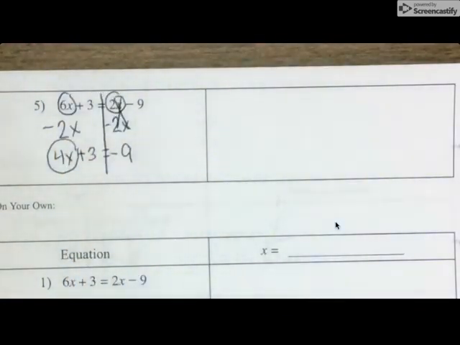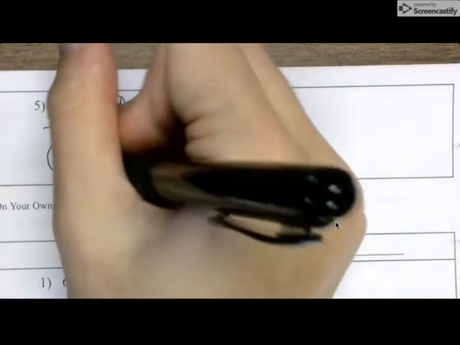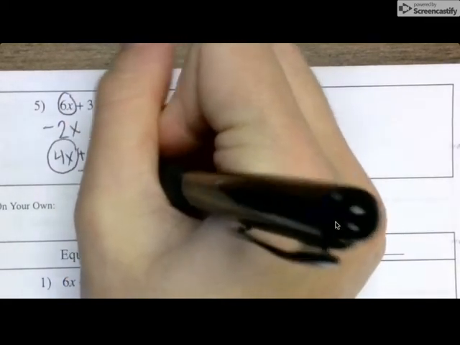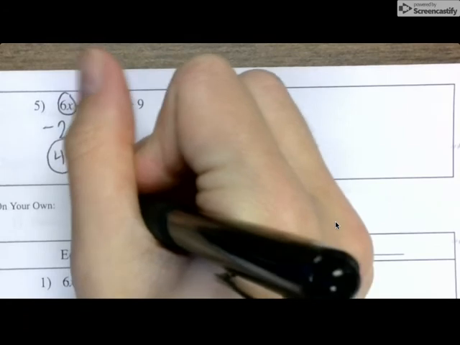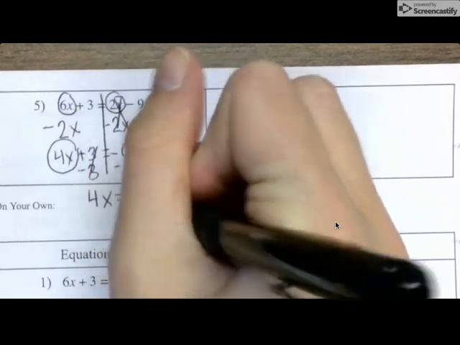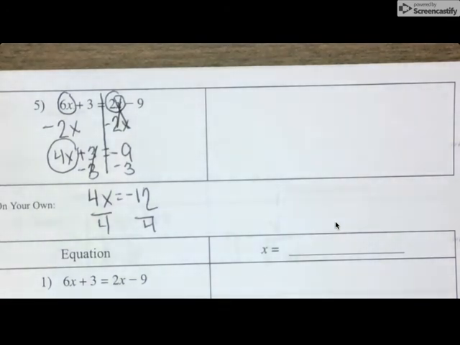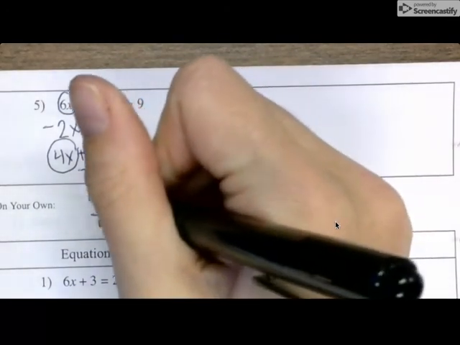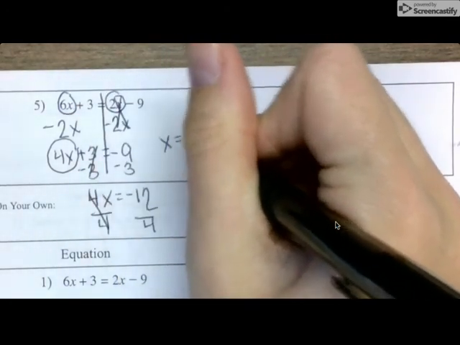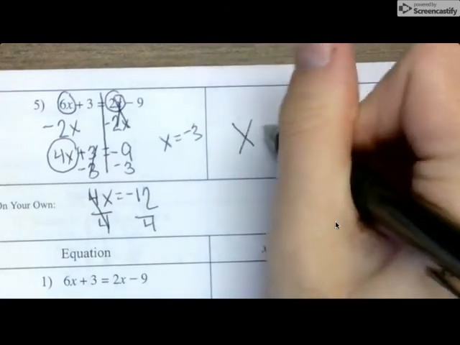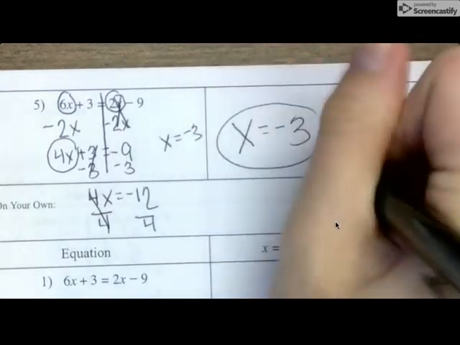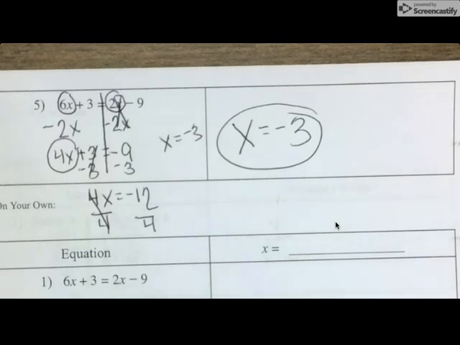Circle my term with my variable. -3 on both sides. 4x equals -12. Now is when I divide because I am separating, I'm divorcing that 4 from the x. Okay, and that is what we are looking at.